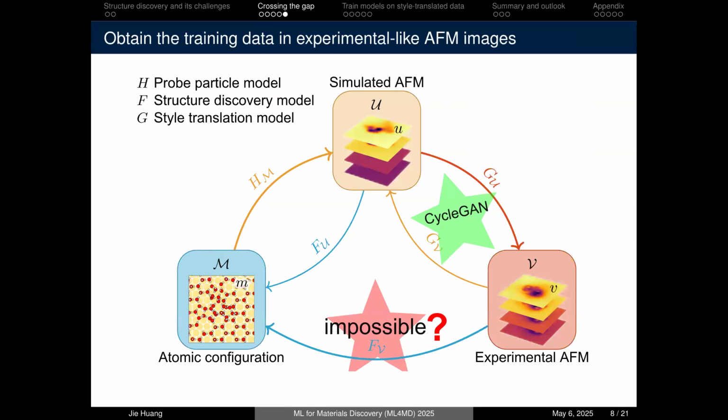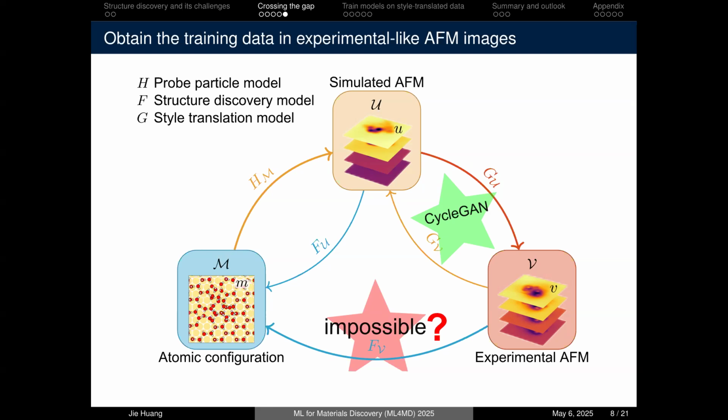To train a structure discovery model, we need both the image and also its label, the atomic configuration. So if we get the images from experiments, we only know the image itself, but we lack the label, which means it's impossible to train. But using CycleGAN here, we can turn a simulation into experimental-like AFM images so that we know the atomic configuration. So it makes this training possible.